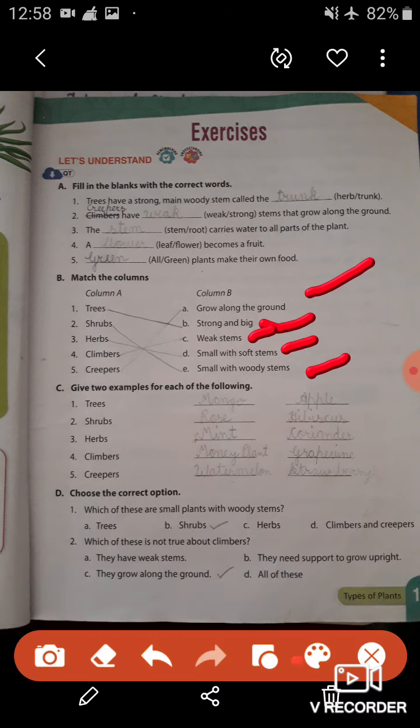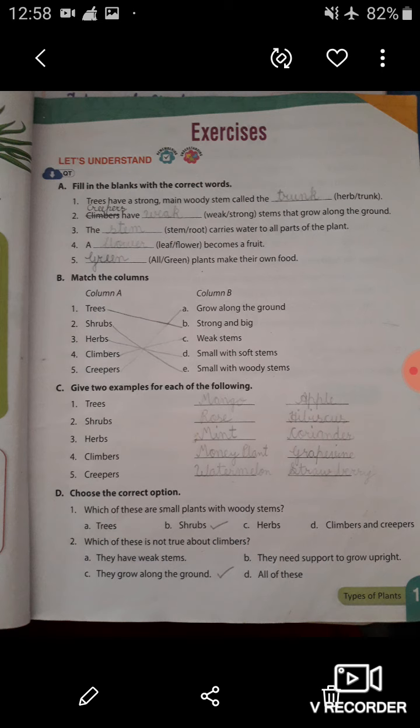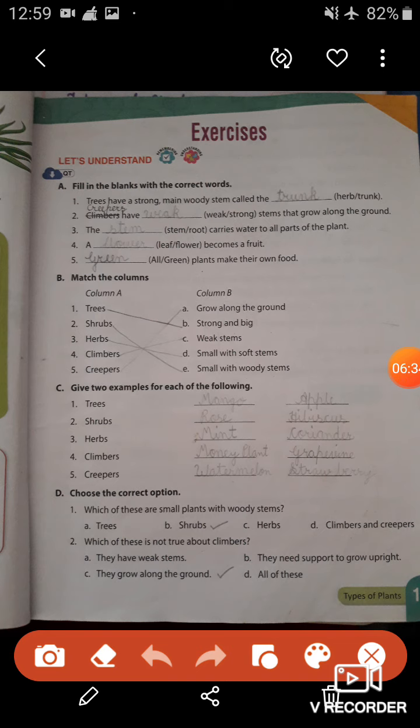That is completed now. Now let's move on to our next question, that is question number C. Give 2 examples for each of the following. So students, here you have to give two examples for each of the following, that is given below. So students, the first one is trees. So here you have to write 2 examples of trees on the given blank. So do you know the example of trees?